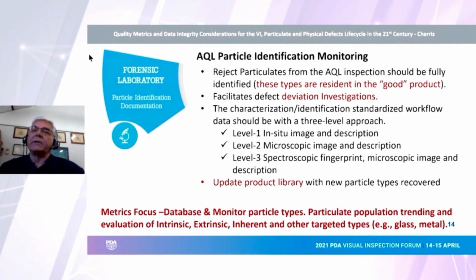So a metrics focus for the forensic data is to database and monitor particle types. Particulate population trending and evaluation of intrinsic, extrinsic, inherent, and other particle types is essential, and to look at sensitive particle types such as foreign particle types that are extrinsic, and glass and metal particle types.